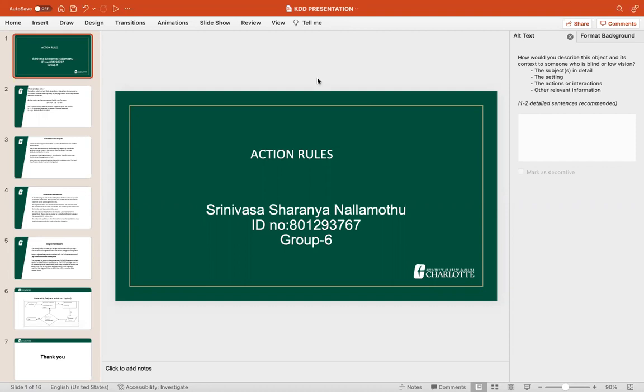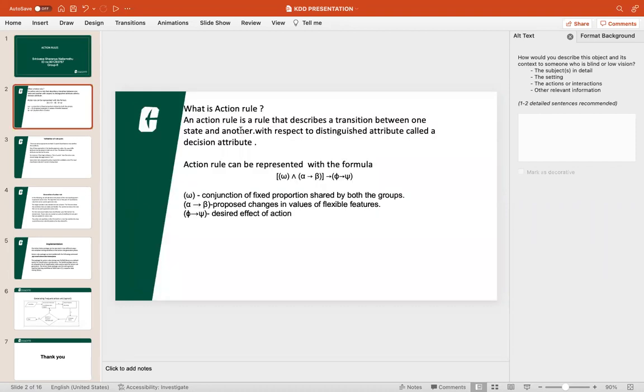At first, let us see what an action rule is. An action rule is a rule that describes the transition from one state to another state with respect to a decision attribute, which decides the transition from one state to the other.